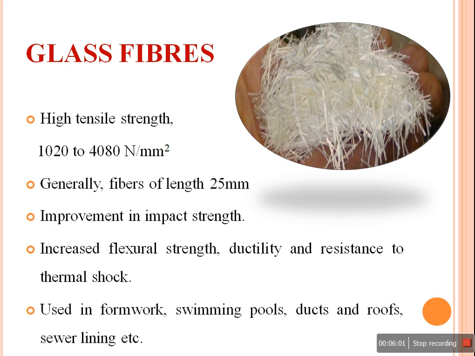The next fiber is glass fibers. Generally, glass fibers are very good at improving the impact strength and tensile strength of concrete. The inherent tensile strength of glass fibers is very high, that is 1020 to 4080 Newton per mm square, and these fibers are generally 25 mm in length. They improve the flexural strength, ductility, resistance to thermal shock, and impact strength also. These are used in formwork, swimming pools, ducts and roofs, sewer lining, etc.